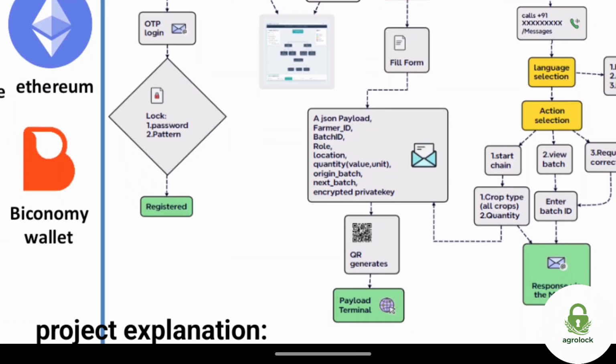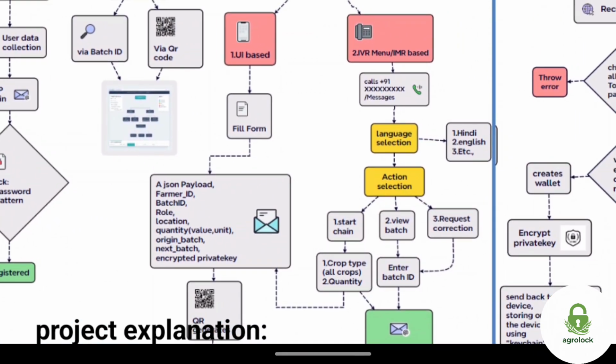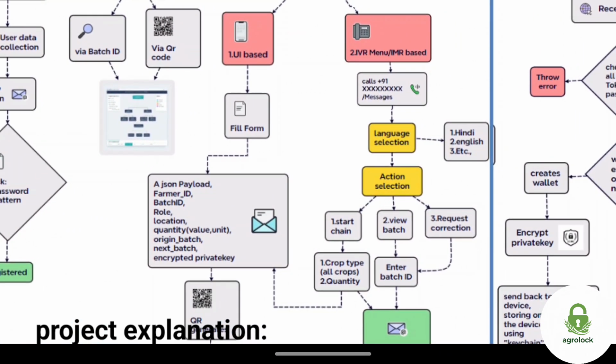And a QR code is generated as a payload and directly sent to the payload terminal. In the IVR menu, the farmer calls the IVR system, then selects the language, then selects the action: start chain, view batch, or request collection.